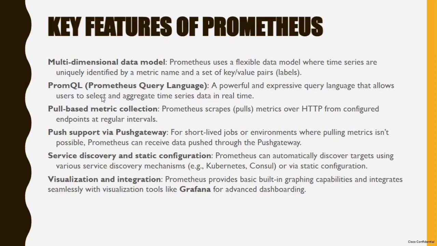Another one is pull-based metric collection. Prometheus uses an HTTP pull model. That means Prometheus reaches out to its agents like Node Exporters, which are installed on target machines, and pulls the data from them. It doesn't wait for the data to come in. It goes out and gets it on a regular schedule.